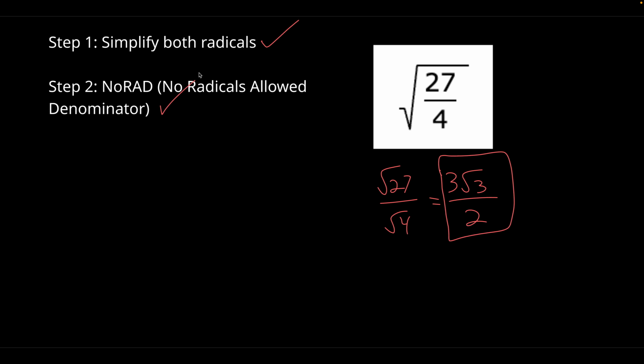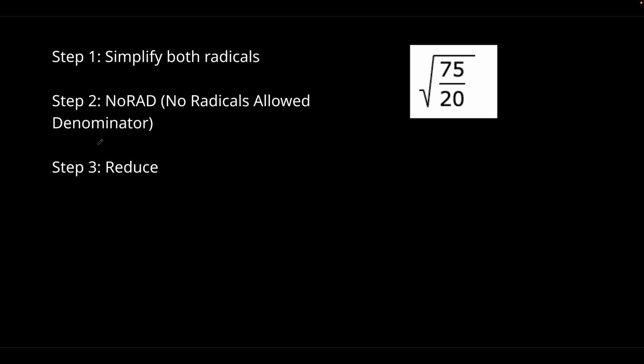Step two is done. Now for this problem, you'll notice we've got a step three, so let's look at this. So again, let's simplify both radicals. So let's put our work down here. The square root of 75 over the square root of 20 is equal to 5 square root of 3 over 2 square root of 5. Step one is done. We have simplified the radicals.